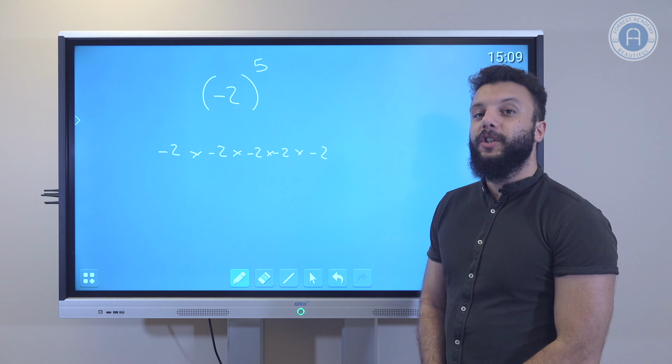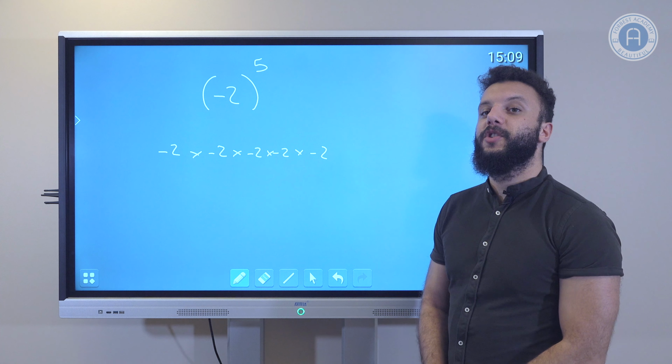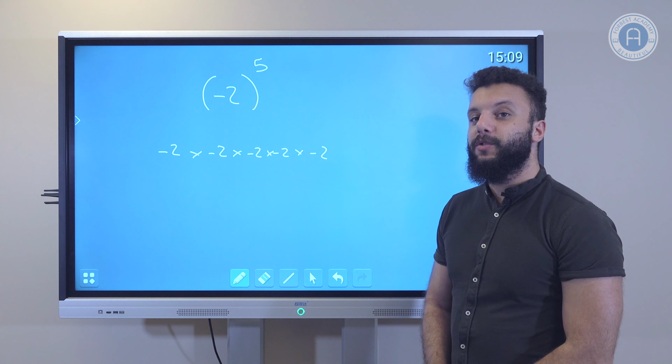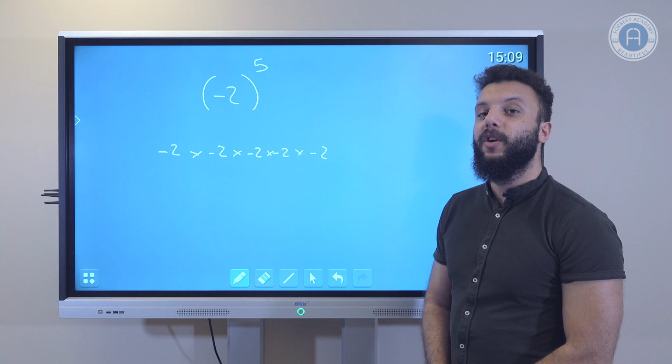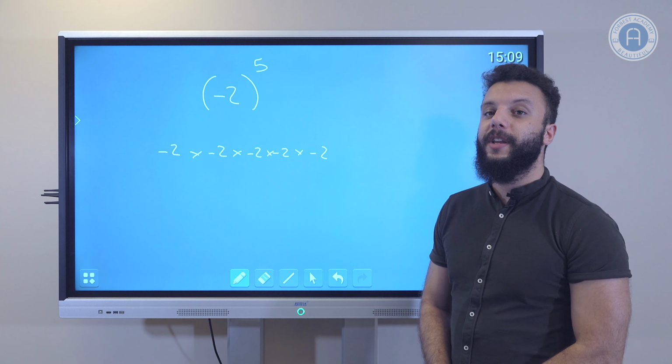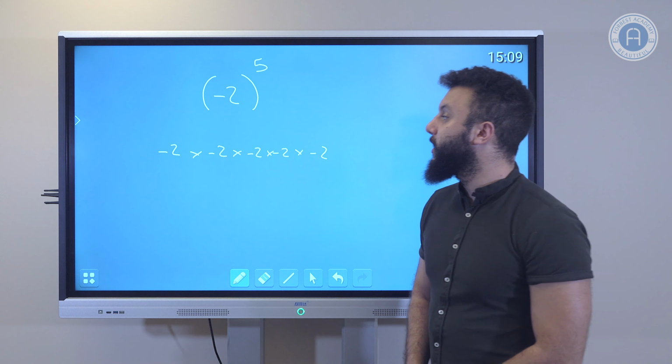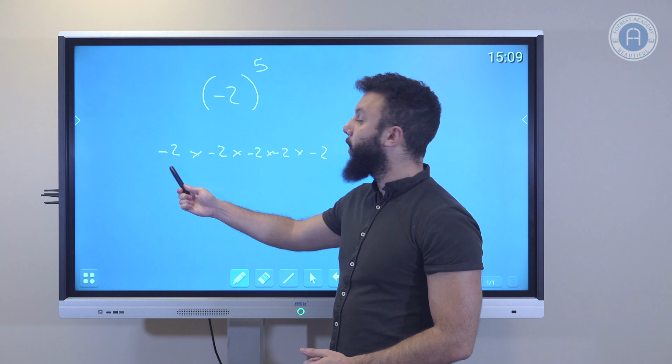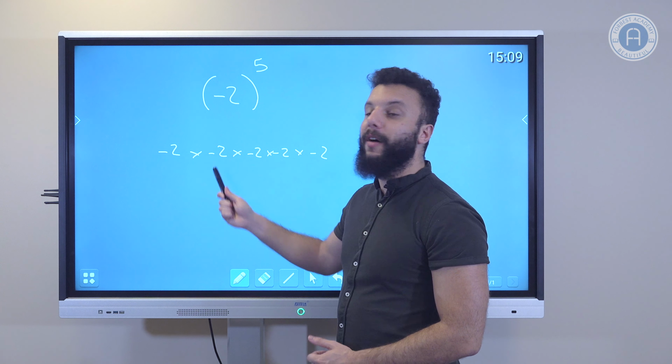Now, if we were to just do 2 times 2 times 2 times 2 times 2, we'd get 32. So let's remember that for later. And let's just look at whether we're going to have a positive or negative number. So if we start with a negative number and we multiply it by a negative number, we will have a positive number.